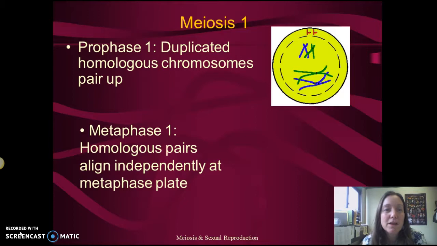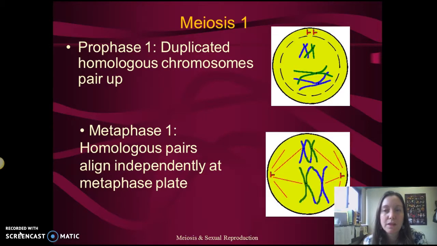In metaphase 1, homologous pairs align independently at the metaphase plate. This is fairly similar to metaphase in mitosis, where chromosomes line up at the plate, but here they are lined up side by side. You can even see that something has happened in prophase 1. There's been an event called crossing over, where the ends of the chromosomes overlap, cut off, and reattach themselves. So now all the chromosomes, the sister chromatids, are different.